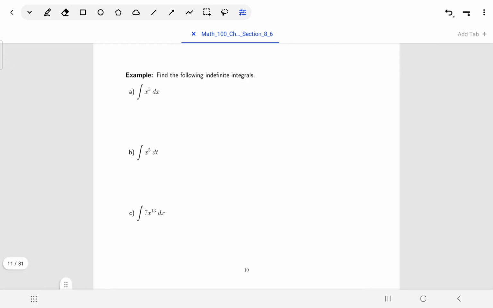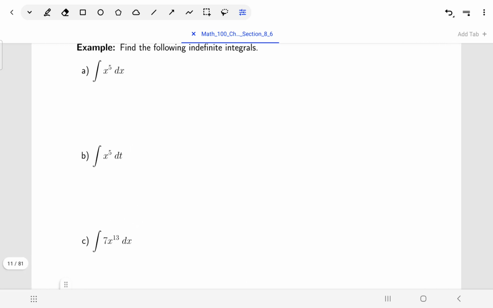Okay, so let's use these rules and find some indefinite integrals. Starting with the first one, the indefinite integral of x to the 5 with respect to x. For this, I'm just going to barrel on ahead and use that power rule, and for that one, it's adding 1 to the power, then dividing by the power. So 1/6 x to the 6th. Of course, don't forget our constant c.